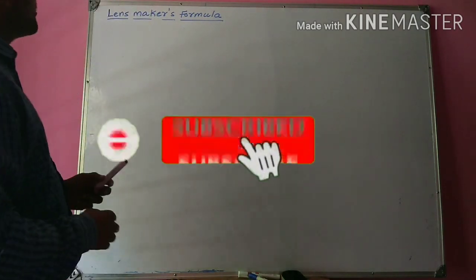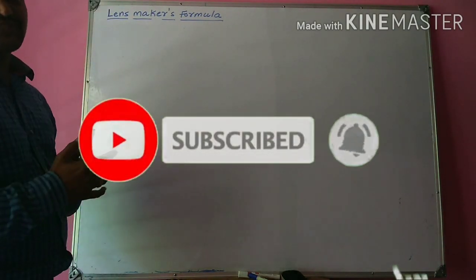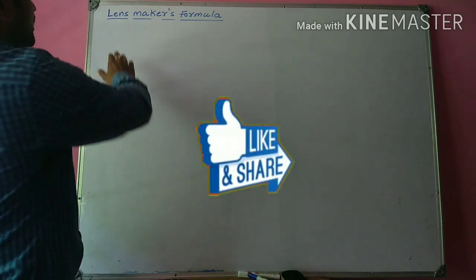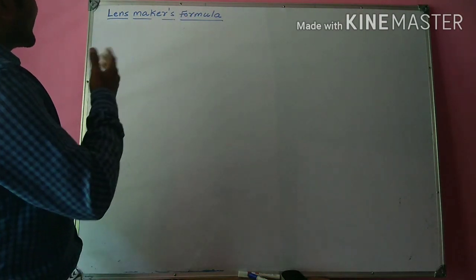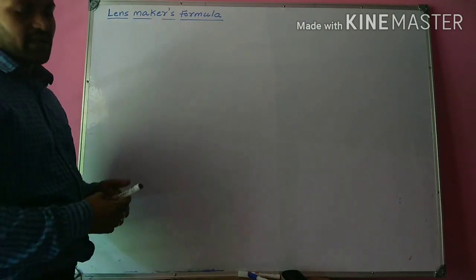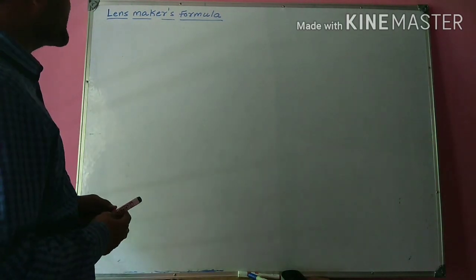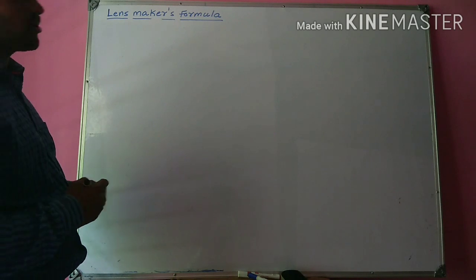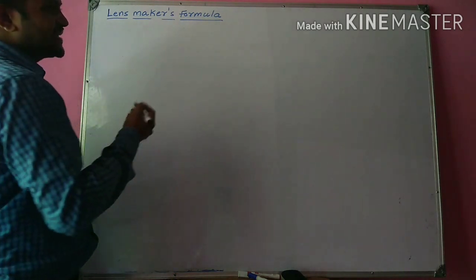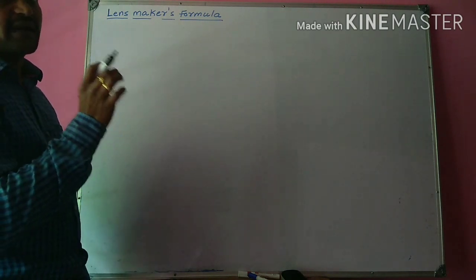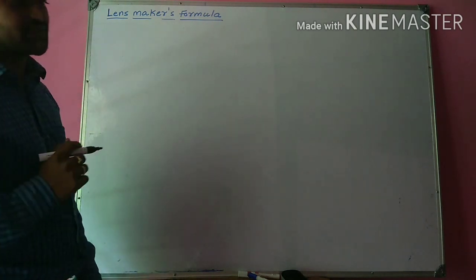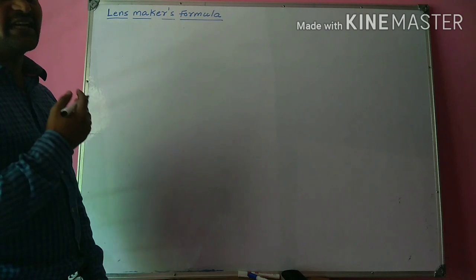In the video series of ray optics, in this class, I am going to explain the lens maker's formula. To derive this lens maker's formula, let us consider a convex lens. What does convex lens mean? A lens which is thicker at the middle, thinner at the edges. The convex lens is a converging lens.